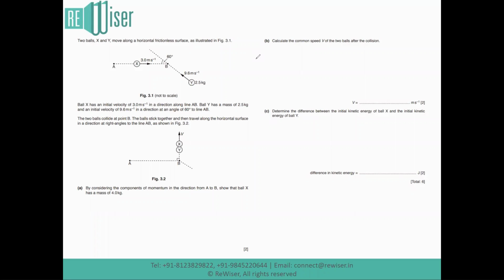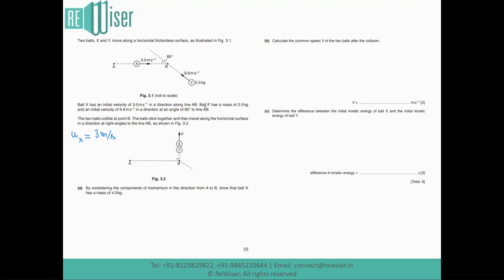Let's have a go at the next question. We have two balls, X and Y, which move along a horizontal frictionless surface as illustrated in figure 3.1. Ball X has an initial velocity of 3 meters per second. So the initial velocity, let's call it Ux, is 3 meters per second in a direction along the line AB. So the direction of the velocity is also given.